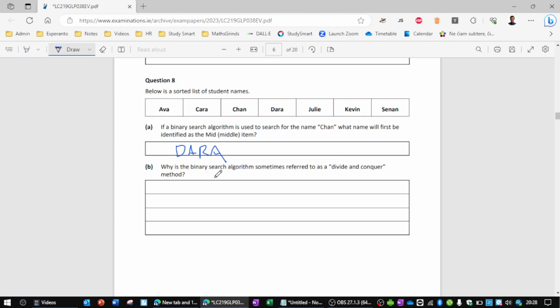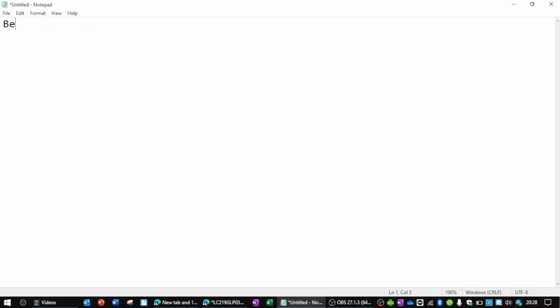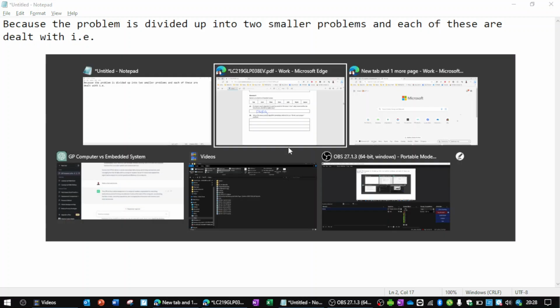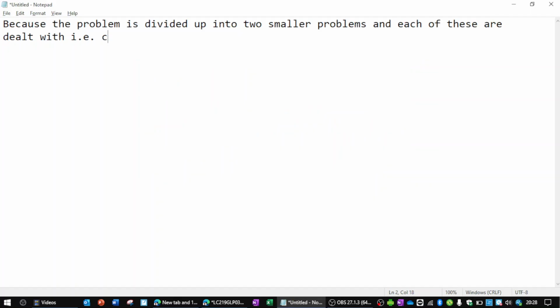Why is the binary search algorithm sometimes seen as divide and conquer? Actually, it's funny because I mentioned that term in the higher level paper. So, because the problem is divided up into two smaller problems, and each of these are dealt with, i.e., this gives us where we get the word conquer.